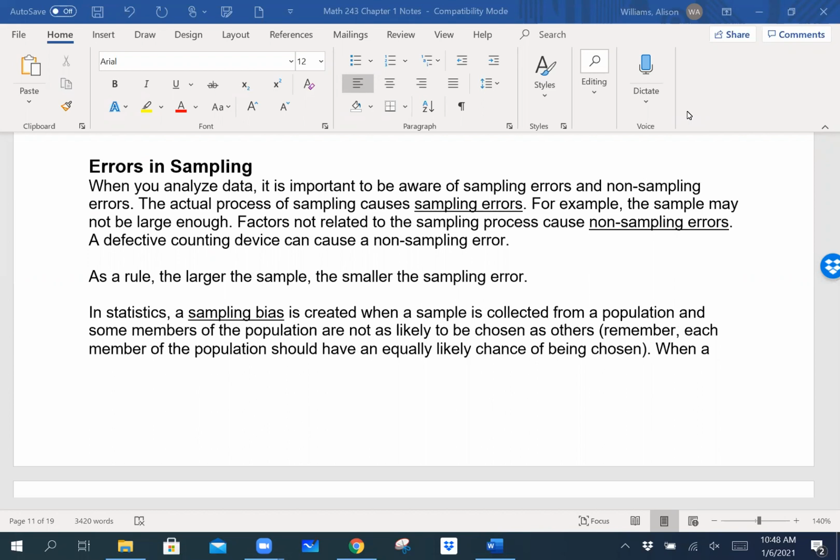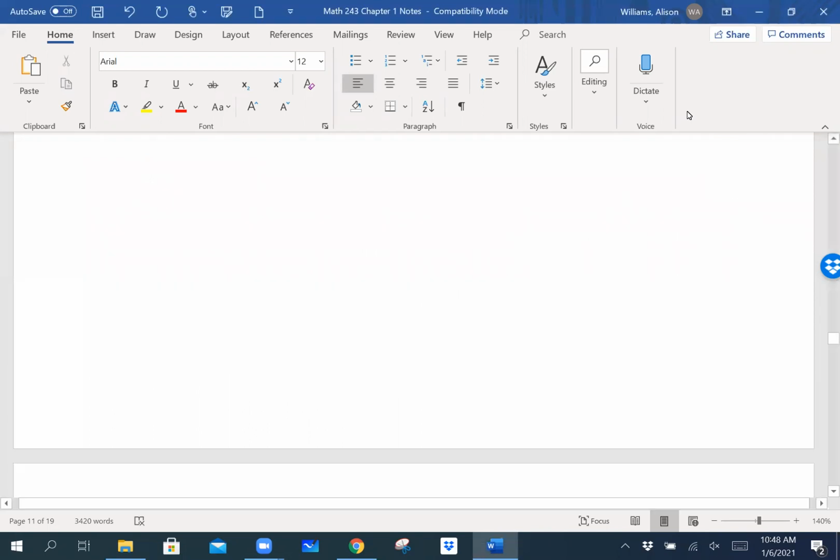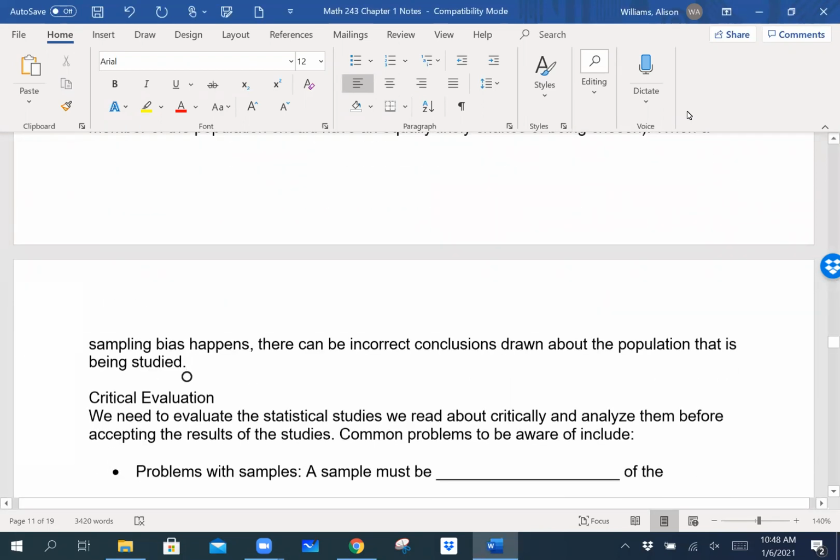Now, as a rule, the larger the sample, the smaller the sampling error, because sometimes the size of the sample makes up for any error that might occur. In statistics, a sampling bias is created when a sample is collected from a population and some members of the population are not as likely to be chosen as others. That's a problem. It's like not having that random element where people are equally likely to be chosen. So when it happens, incorrect conclusions can be drawn.